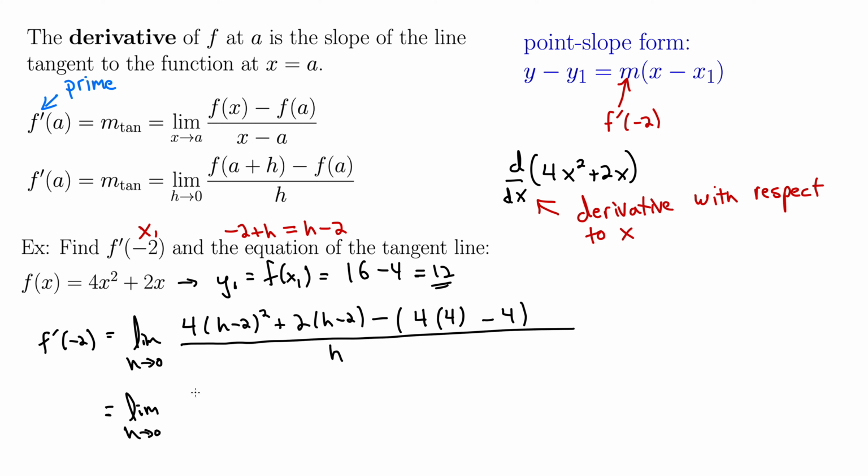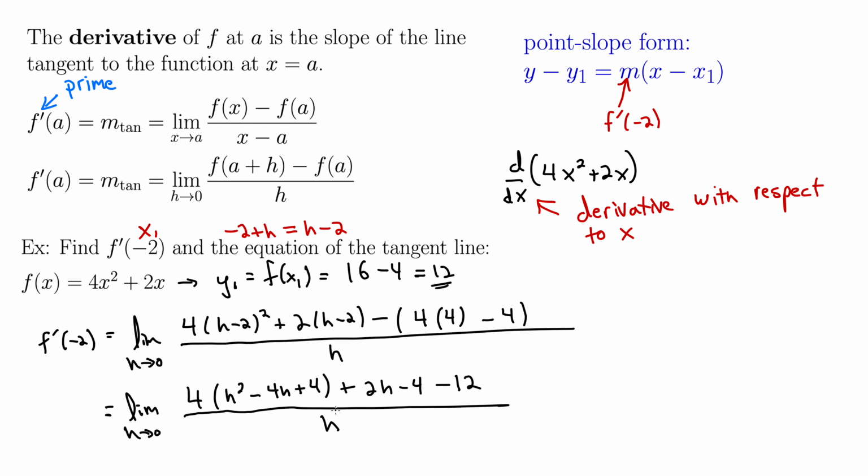So let's see here. So 4 times, let's expand this out. We have h squared minus 4h plus 4. Let's see, plus we'll distribute this 2 now. 2h minus 4 minus 12. There, simplifying that inside those parentheses, all over h. Again, we're trying to get rid of this h in the denominator. So we want that gone because we can't divide by 0 when we take h to 0.